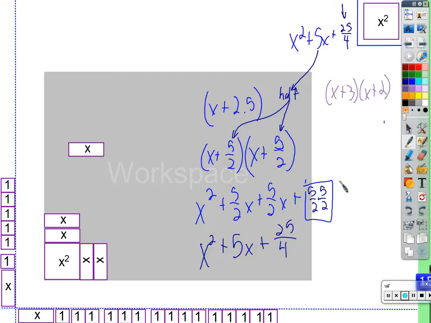Okay, so what other questions? Do you solve any equations in the square? Any questions from that section?